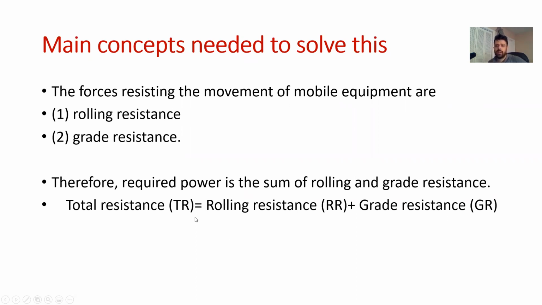In other words, from the power that the machine generates, a good portion of it is used to overcome the resistance. The remainder is the usable power. So the usable power is the entire power that the machine generates minus the power that is used to overcome the resisting forces. These are the main concepts. These are the fundamentals of chapter 6.